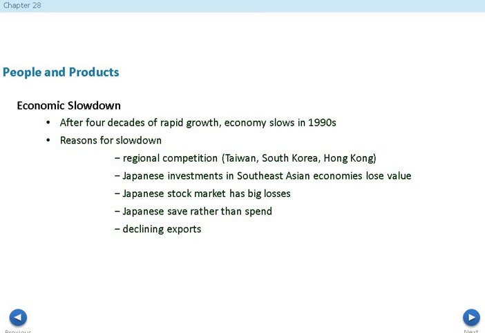And then we also see the declining exports. We just see that this kind of forces the economy to slow down.